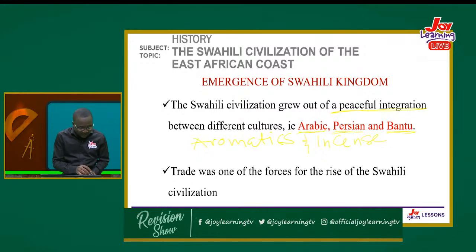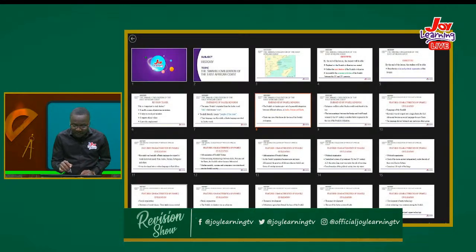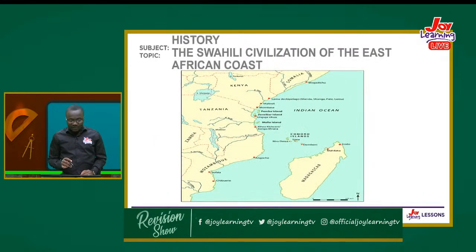Now, we are told that these traders who had come from the Arab territory referred to the main central region of East African coast as the Zanj. So let's look at the map here. Now you can see Somalia here.